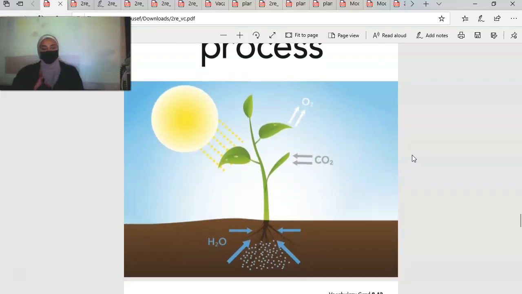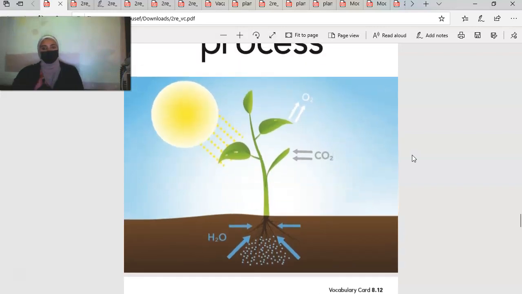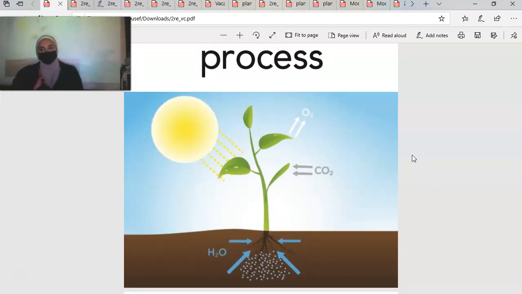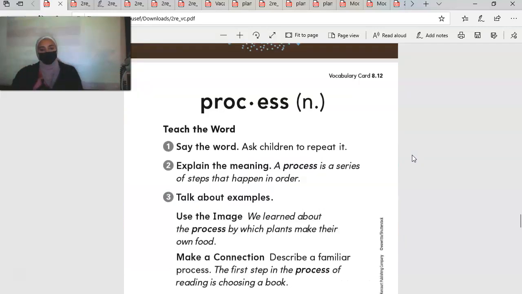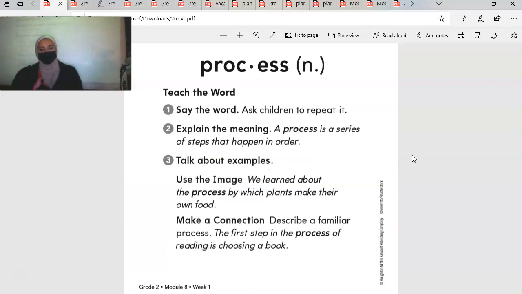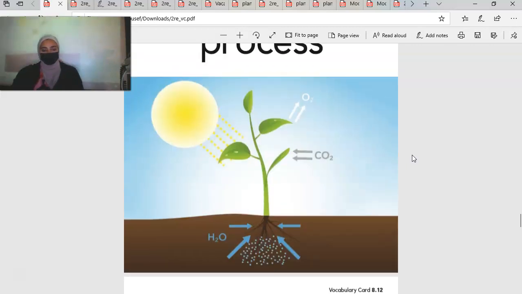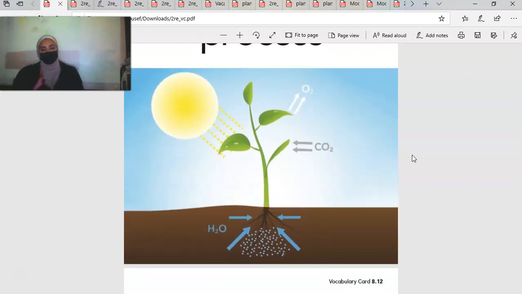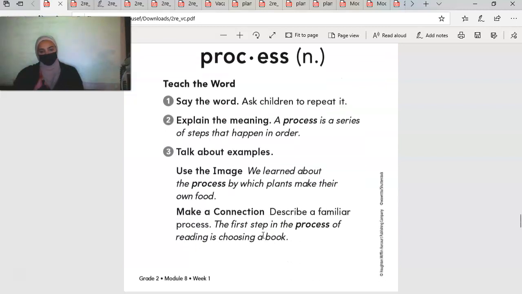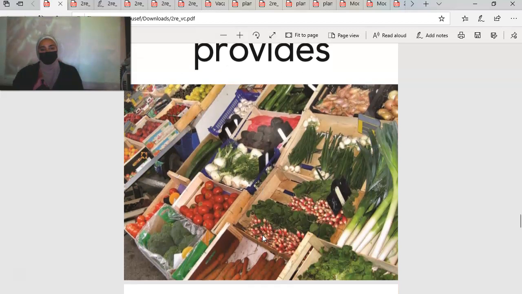Process. So here, there's a process going on. What is this process called? The plant growing, right? A process is a series of steps that happens in order. We learned about the process by which plants make their own food. So here, the plant is making its own food through the energy from the sun and the H2O, or the water that you feed the plant with. All right, so a process is a series of steps that happens in order.